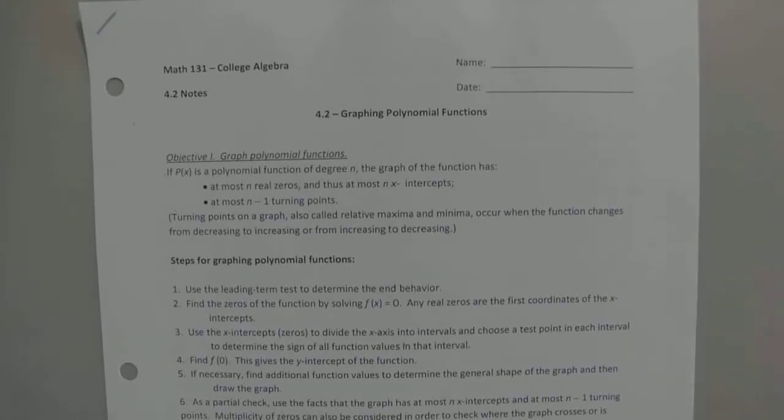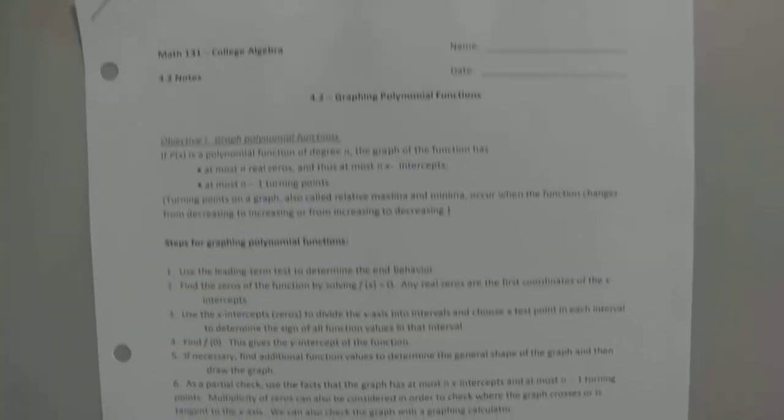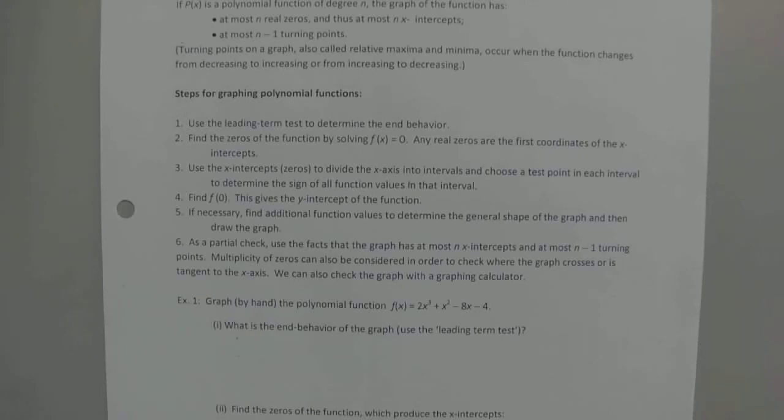So let's look at how we're going to do this. And these steps, I call it kind of the skeleton. And what you'll see here in the next couple examples is exactly what you'll see on the test, where I guide you with the skeleton, but I leave space for you to actually do it. So you don't have to memorize the steps, you just have to understand the steps and know what to do at that particular step. So step number one says using the leading term test, determine the end behavior.